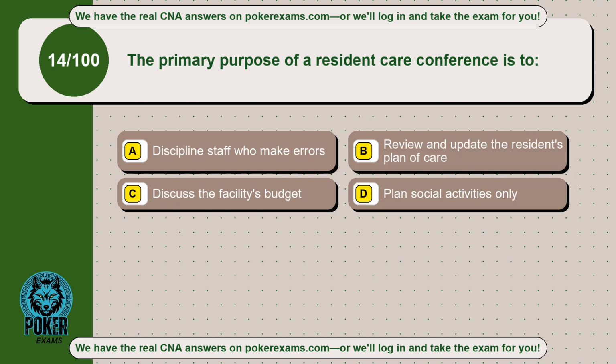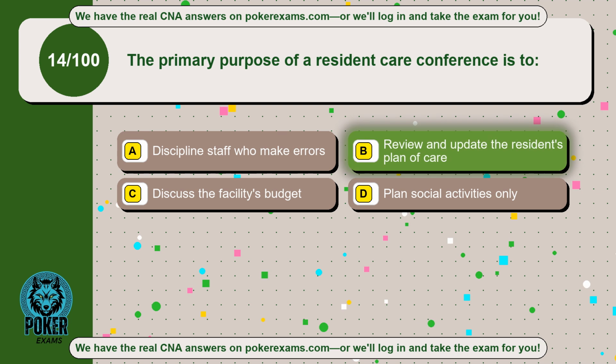Question 14. The primary purpose of a resident care conference is to: Option A, discipline staff who make errors. Option B, review and update the resident's plan of care. Option C, discuss the facility's budget. Option D, plan social activities only.